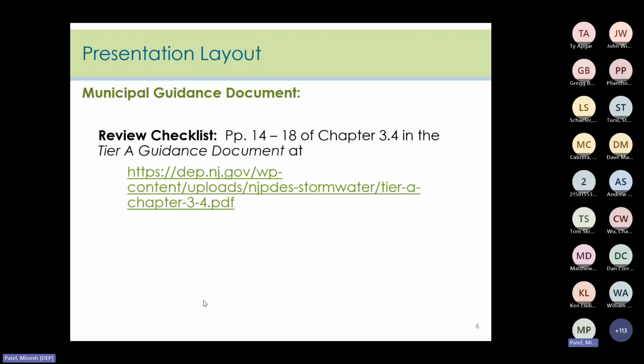The information required in the stormwater report is specified in the stormwater control ordinance, and checklists are available to help with the review. The reviewer must make sure that any information found missing from the report must be added before approval of the project. The checklist found at this link in the Tier A guidance document can help with your review of the report and help to just organize your observations and comments.